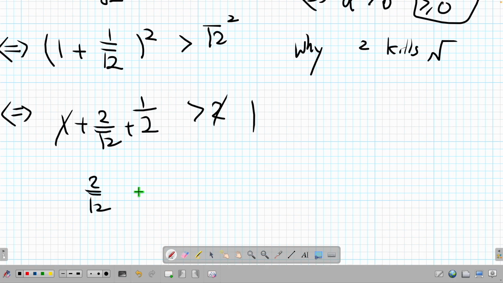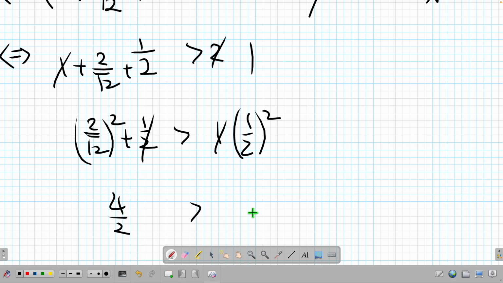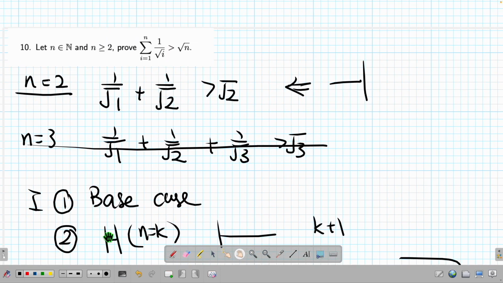So what do we have? We kill this 1. So we now have 2 plus half larger than 1. Okay, kill this with half. You don't want to see square root. Then you have 4, 2. Okay, true, done. These are all if and only if. So here is true, here is true, here is true, here is true, here is true. Now we want to prove the bullet point rule.